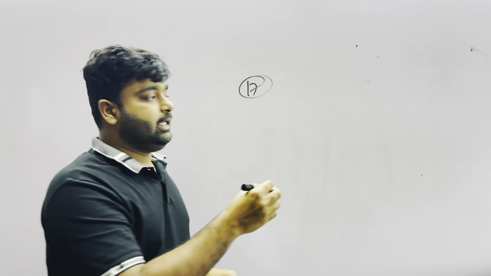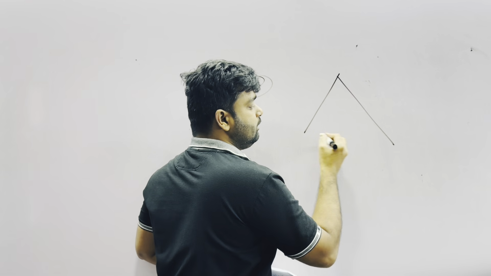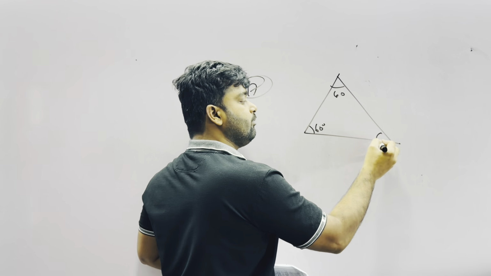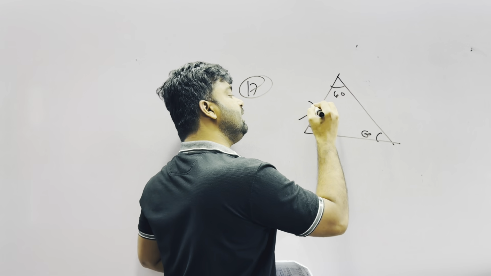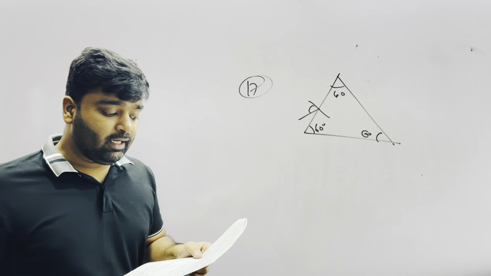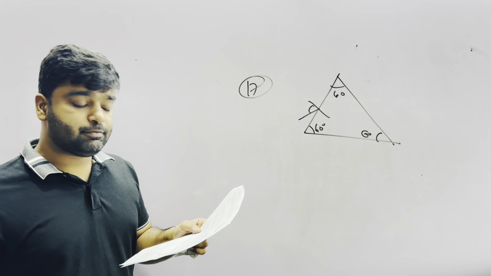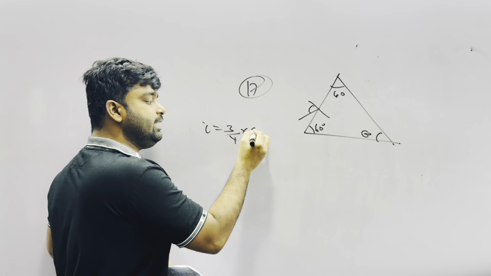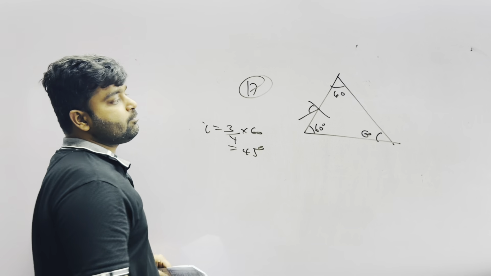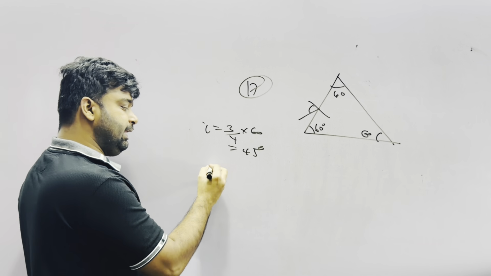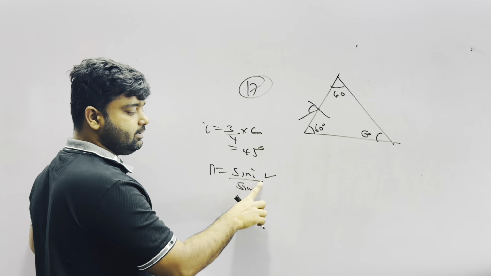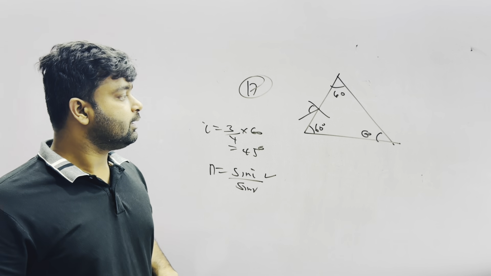Question number 17, it is given as an equilateral prism. Therefore, every angle is 60. And it is mentioned that the angle of incidence is 3 by 4 times the angle of prism. Therefore, i is equal to 3 by 4 into 60, which is 45. The question asks for n. n is equal to sine i over sine r. i is known, we have to find r.